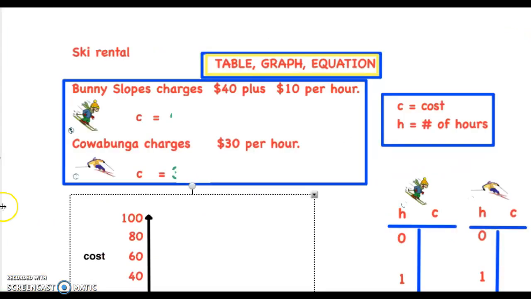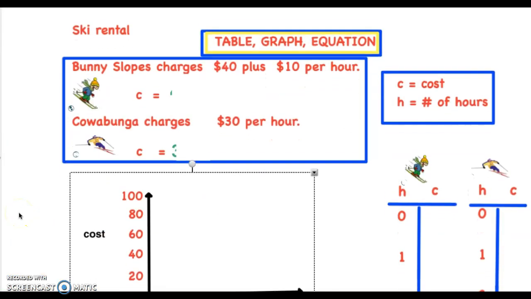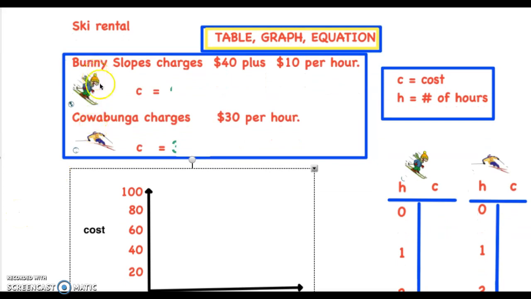Here's a second example. This is a ski rental. So let's say we have bunny slopes and cowabunga. So we're going to write a table, graph, and equation for both of these options. So bunny slopes charges $40 plus $10 per hour. Here are the variables. C is cost and H is the number of hours.